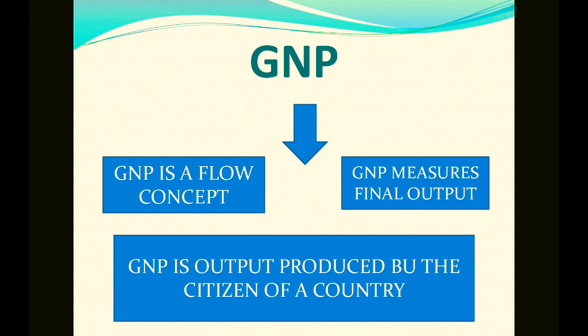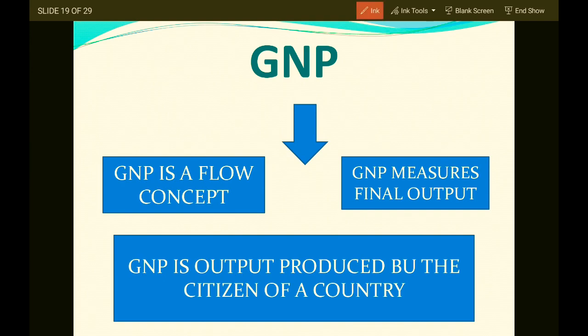Now GNP is concerned with a flow concept. GNP measures the final output. Okay, it's a flow concept. GNP measures final output. GNP is output produced by the citizens of a country.